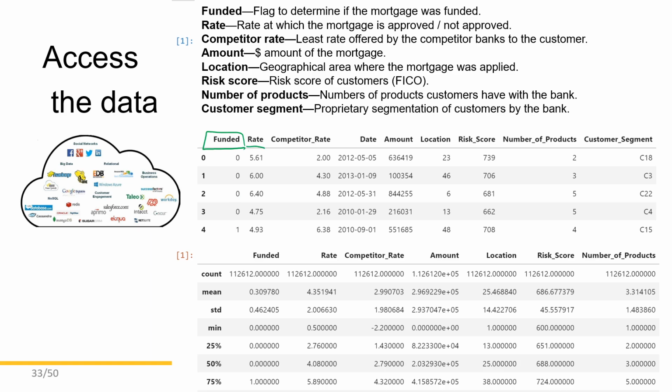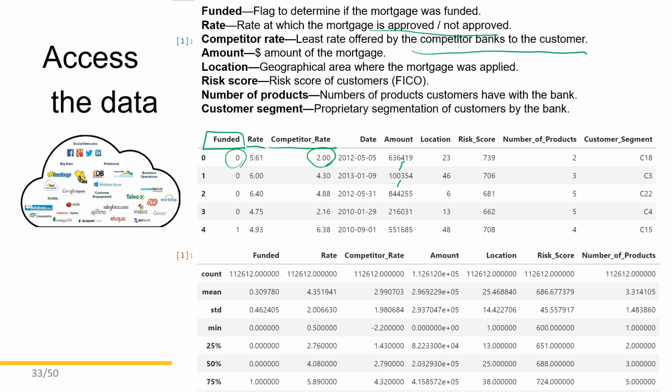Rate is the rate that is provided by the bank, and competitor rate is the lowest rate offered by the competitor bank to the customer. So if another bank offered your customer a 2% loan, and you offer them 5.61, it's obvious that the customer will not take that. So that's the reason that it has not been funded, or maybe some other reasons. The amount is the amount of the mortgage, which is around $636,000.